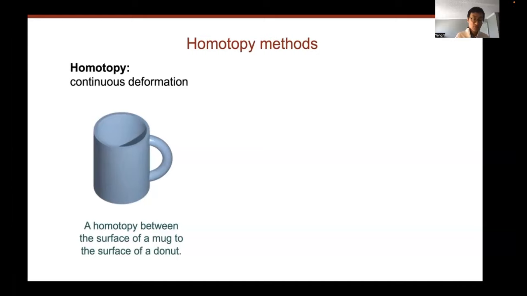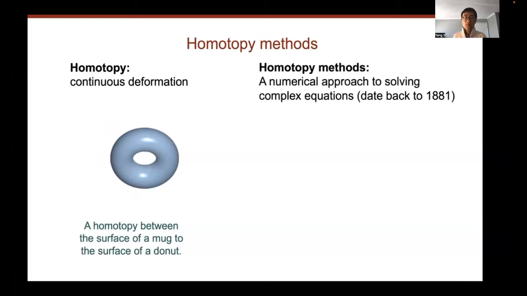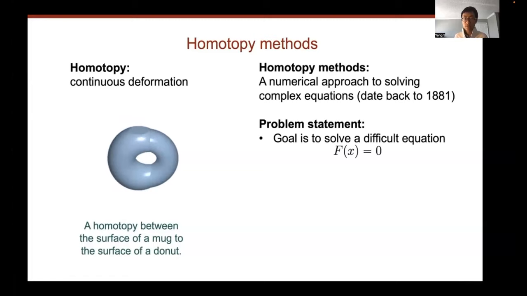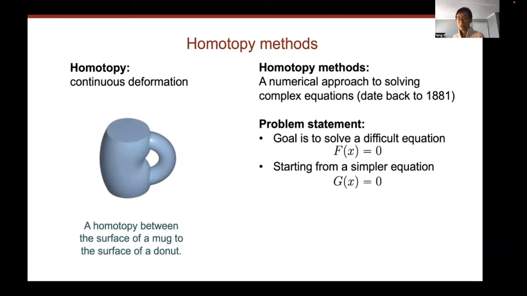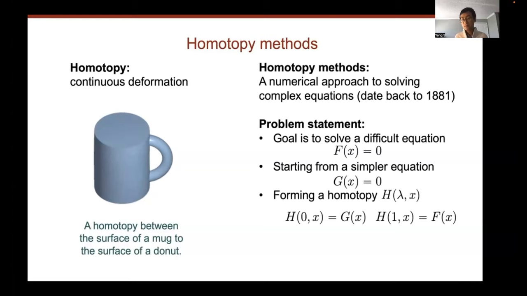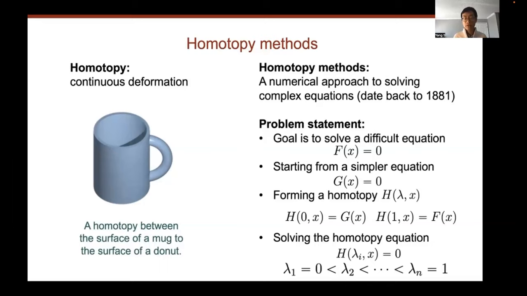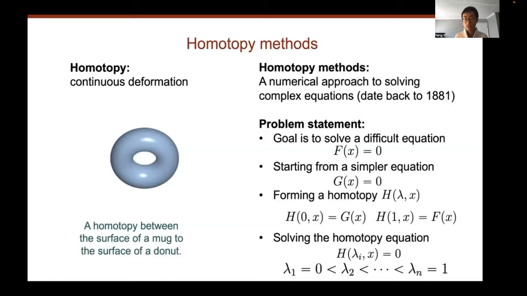Homotopy methods were originally used to solve complex numerical equations. The original task is to solve a very difficult equation, which is hard to tackle directly. In homotopy methods, we first consider a much simpler equation, which even admits a tractable solution. Then we form a homotopy and bridge the simple equation to the more difficult equation. Then by choosing a bunch of different parameters, we can get a sequence of equations with increasing difficulty, where solving a simpler equation could offer insights and knowledge and help us solve more difficult equations.